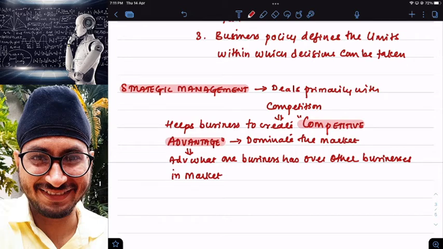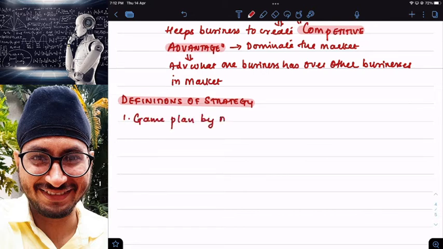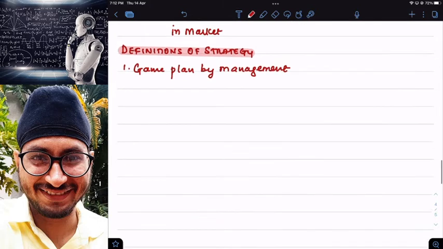Now let us understand the definitions of strategy. Definition number 1. It is a game plan by management. It is a game plan by whom, sir? Management. Why, sir? What is that game plan all about?